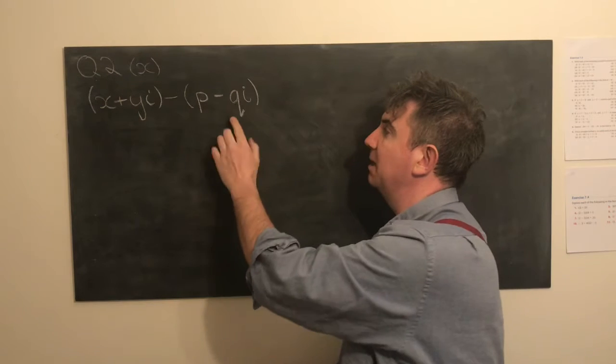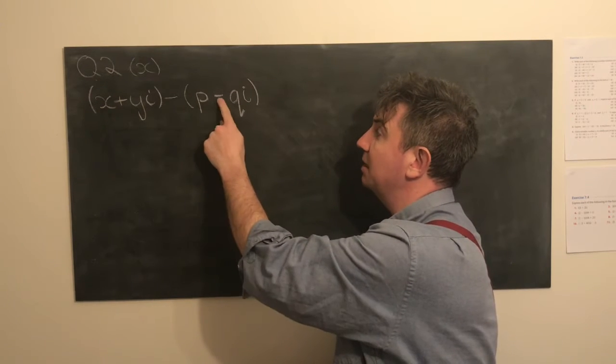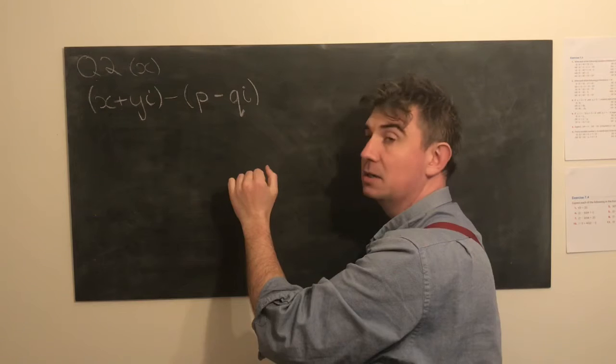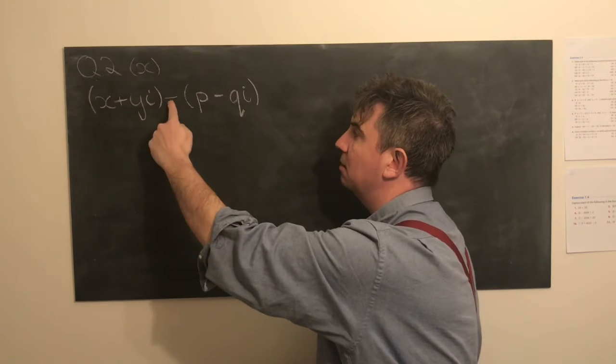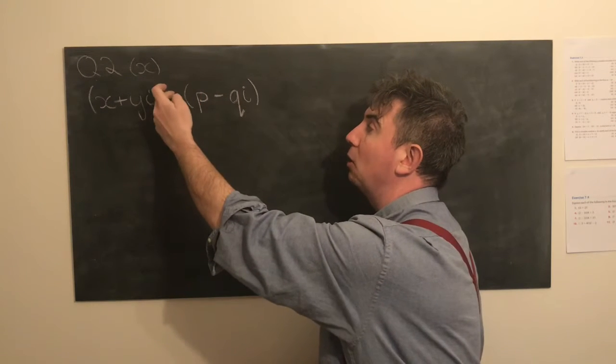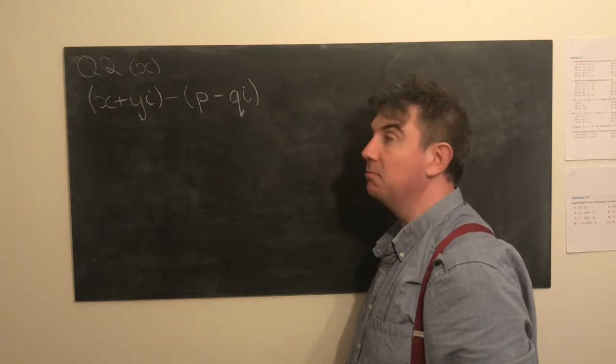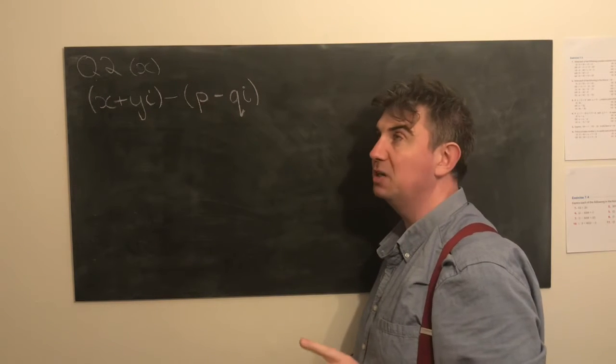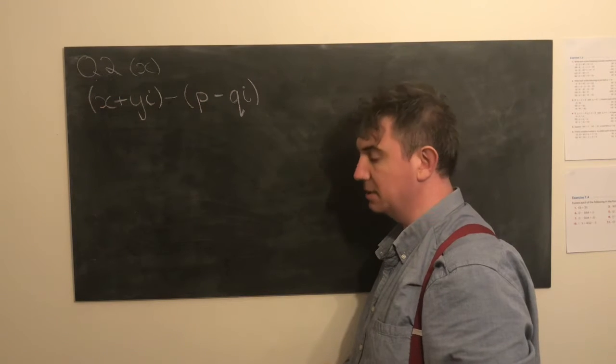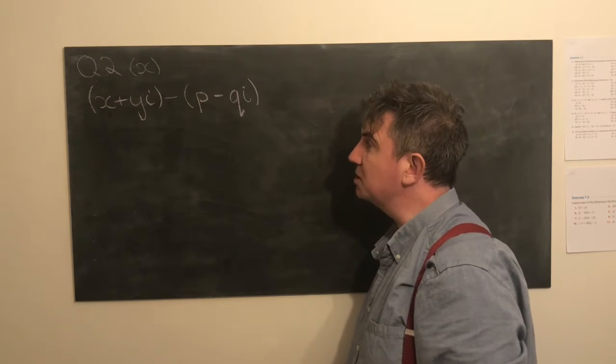Yeah, it's going to be the minus qi. So that sign there is going to be very important because we have a minus out here, and so we'll be taking away the p, but we'll also be taking away the qi. Sorry, we'll also be taking away the minus qi. So we need to pay really, really close attention to the signs here. So let's get on to our first step.